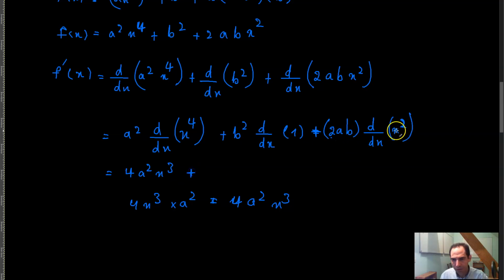Plus, this would be 2 times x times 2ab, which is equal to 4abx. 4 times abx. That is the answer there. So that was part 2.